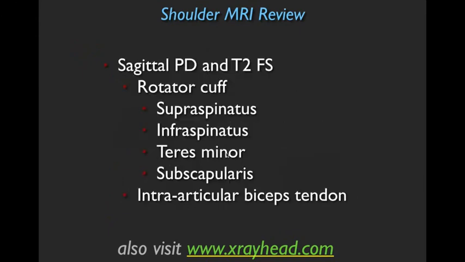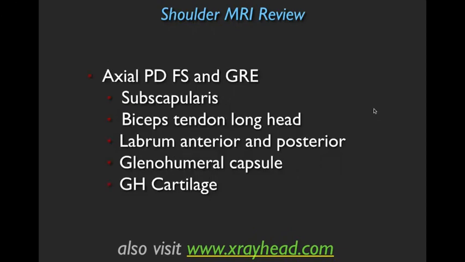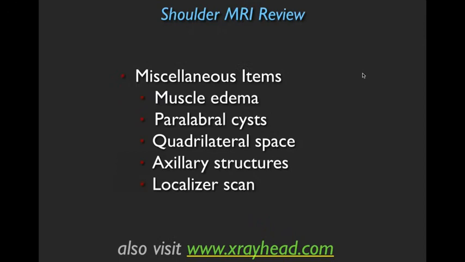Refine my thinking about the rotator cuff based on the sagittal images, look at the intra-articular biceps tendon, then use the axials in combination with the other planes to recheck subscapularis, biceps tendon, and the labrum anteriorly and posteriorly, and try to put the whole picture together. Finally, check in miscellaneous items.